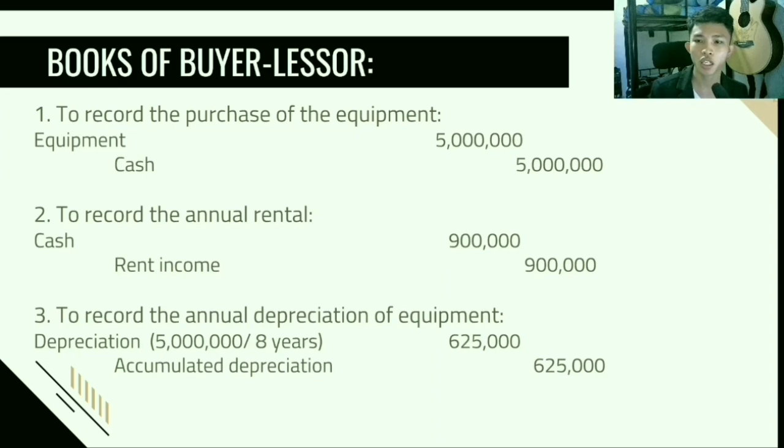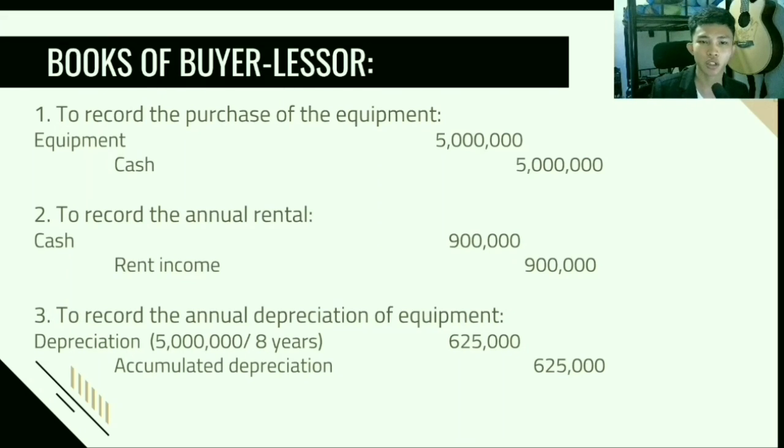Third transaction natin to record the annual depreciation of the equipment. So sa seller-lessee, nag-record tayo ng annual depreciation for right of use asset, pero since tayo ngayon yung bumili ng equipment, ang i-record natin is annual depreciation ng equipment. So we have the sale price or yung cost 5 million divided by 8 years, we will have 625,000 annual depreciation. Okay, so we're done with this illustration.